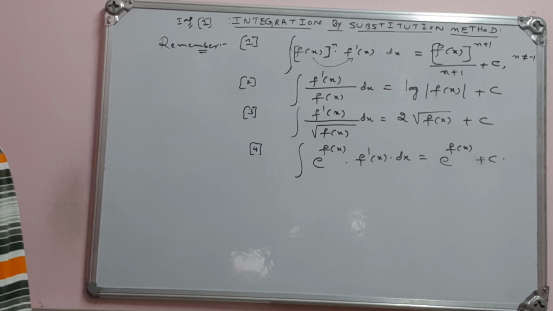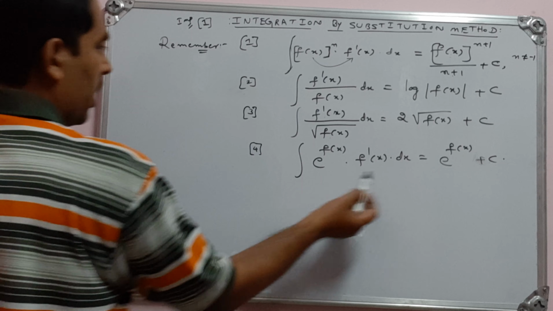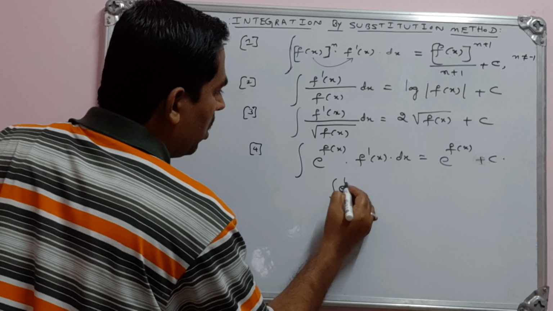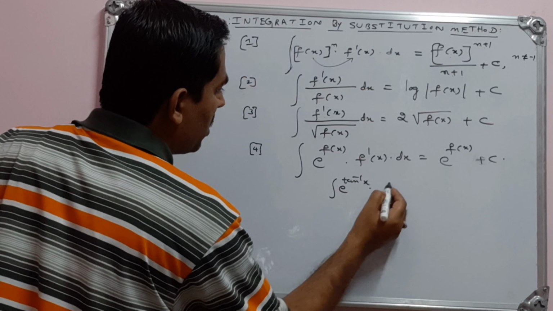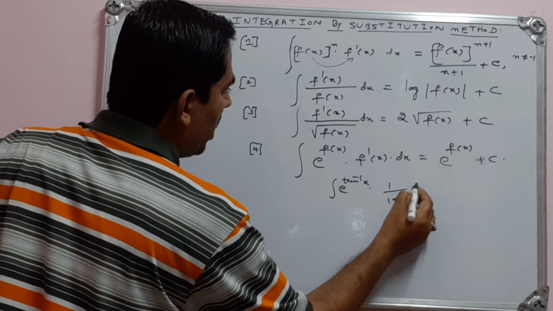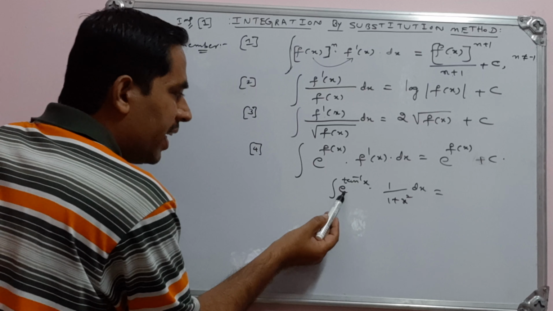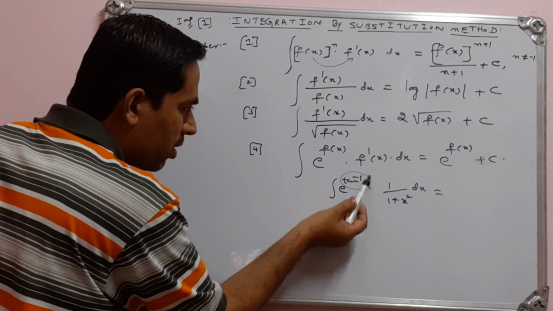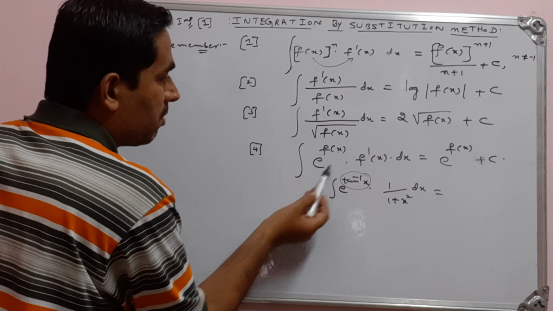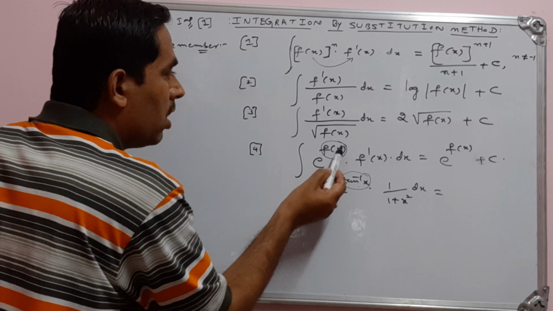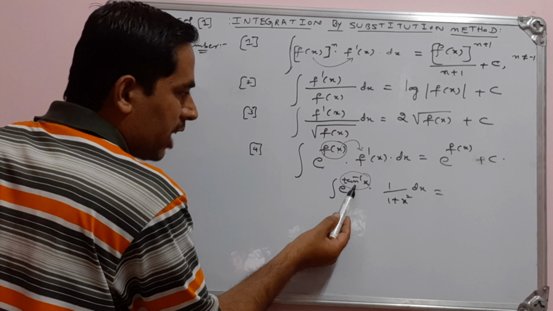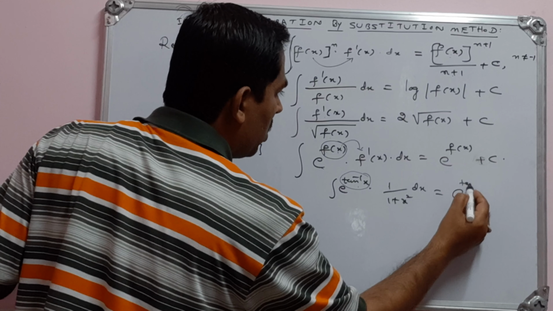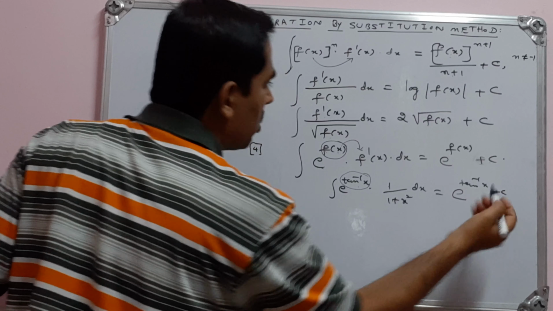So the exponential function e to the power of f of x into f dash x. For example, if I have e to the power of tan inverse x into 1 by 1 plus x square, observe this carefully. We know the derivative of tan inverse x is 1 by 1 plus x square. For e raised to f of x, whatever the function is, we should have its derivative. Directly I can write the answer as e to the power of that function, tan inverse x, plus c. So the answer is over.